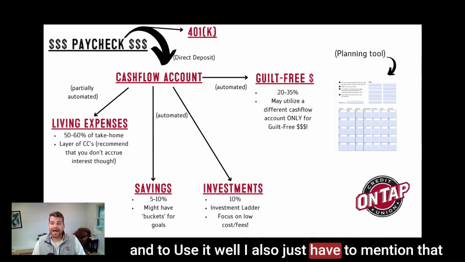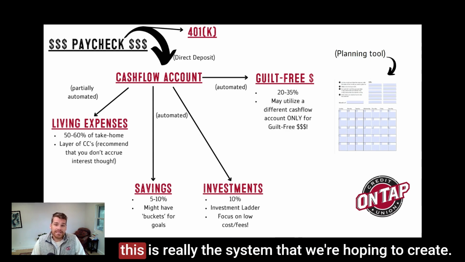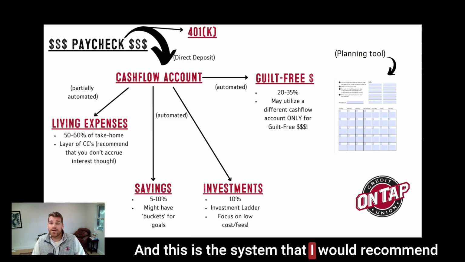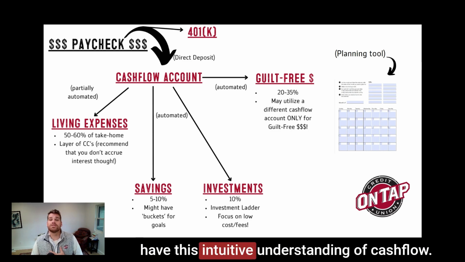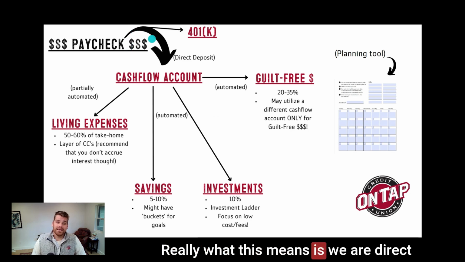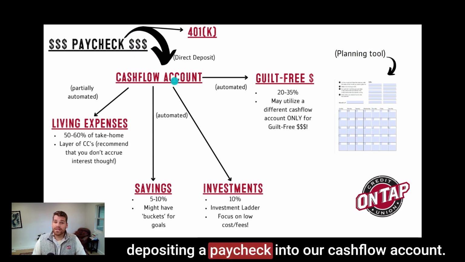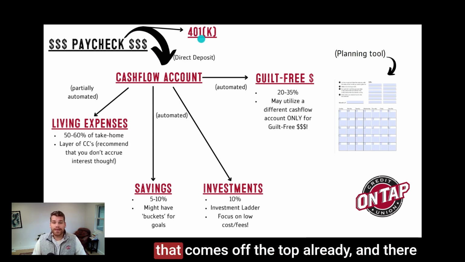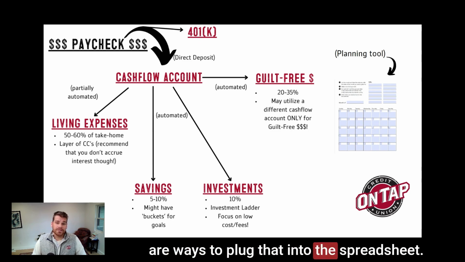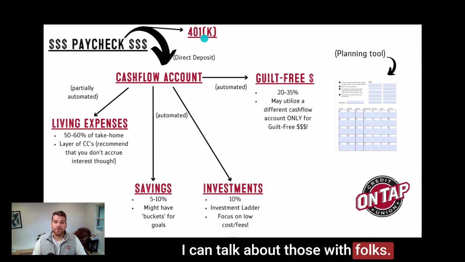I also just have to mention that this is really the system that we're hoping to create. And this is the system that I would recommend for folks as they're getting to the point where they have this intuitive understanding of cash flow. Really, what this means is we are direct depositing a paycheck into our cash flow account. Of course, if you have access to a 401k, that comes off the top already. And there are ways to plug that into the spreadsheet. I can talk about those with folks.